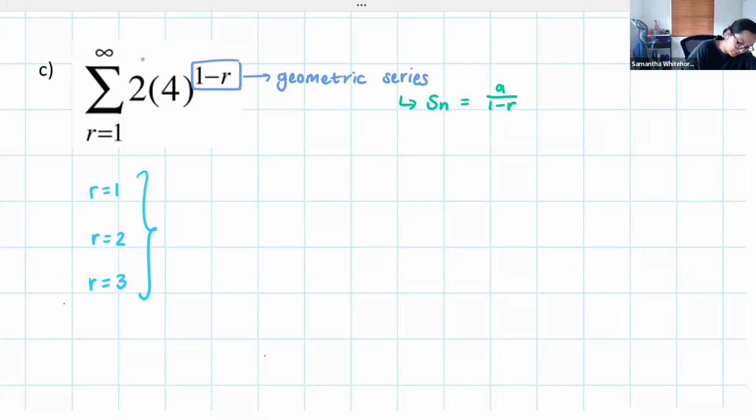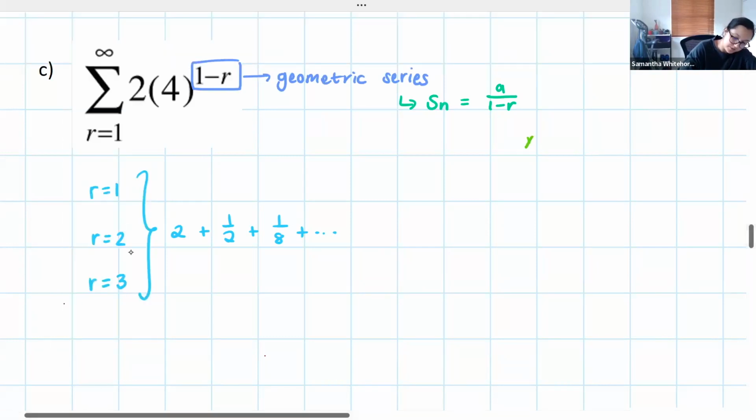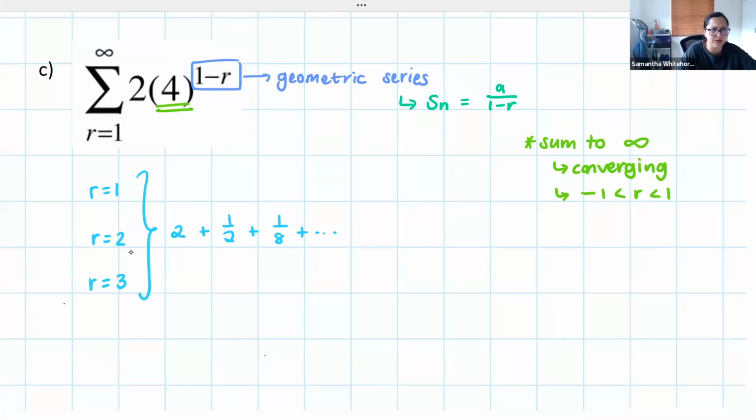Okay, guys, so term 1 was 2, then it's a half, then it's an eighth, and so we will keep going. Now, what I want you to remember is when you've got sum to infinity, it means that we are working with a converging series, converges onto a single value, and what that means is that our R value has to be between -1 and 1. Now, right now, if I look at my R value, which is my base, it's 4. That makes no sense. That's not within the range, so this can't be converging.